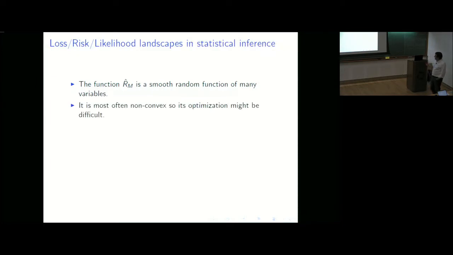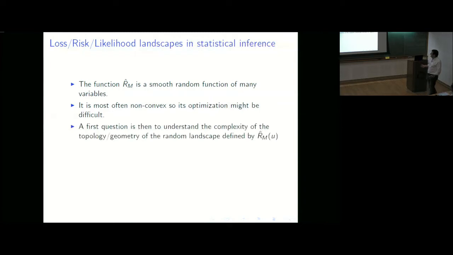All right. So, of course, most often this function is non-convex, so its optimization might be difficult. Interestingly, if you open some books or some very recent papers, you see non-convex functions are not important, you can always regularize. Okay, not really true, but of course, if you take this point of view, then what I'm going to say is not really crucial, because the topology of convex functions is not really interesting. Okay, so the first element then is to understand the complexity, I will come back to the definition of this, of the topology or the geometry of the random landscape defined by this random function.